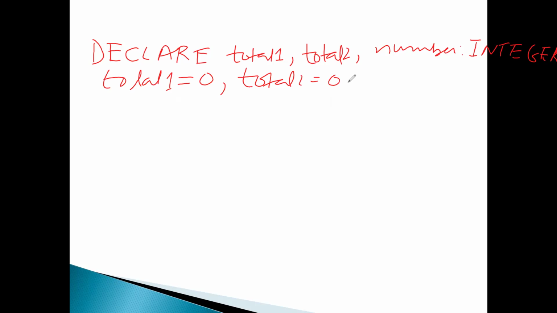Then I have to give the command for input: input number. Do you remember the requirement of the program? It will take positive numbers. But if it gets minus one, the program will terminate. So it means minus one is the condition. So we have to use a while loop. As I told you, a for loop would not be used. In that scenario, where the range is not given, try to use a while loop or repeat.